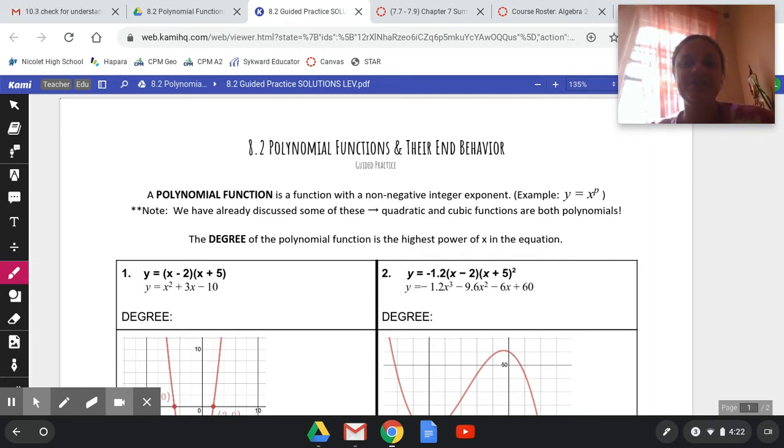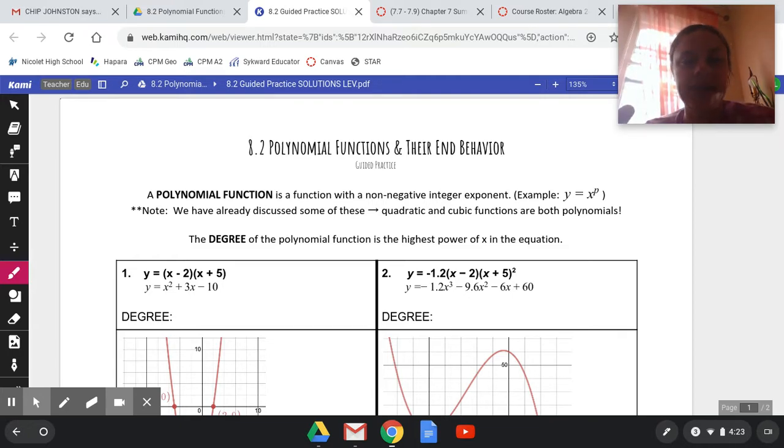Today we are going to continue talking about polynomials. So you can take a minute to read the definition of a polynomial function right there. Something I want you to note is we have already talked about polynomial functions in this class. We talked about quadratic functions, which we reviewed last lesson, and we have talked about cubic functions when we talked about parent functions as well.